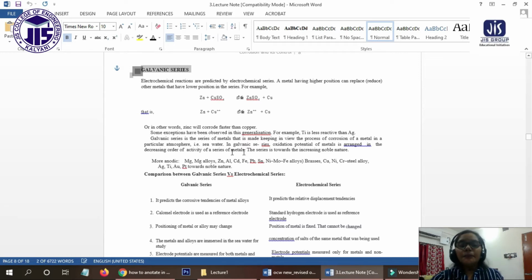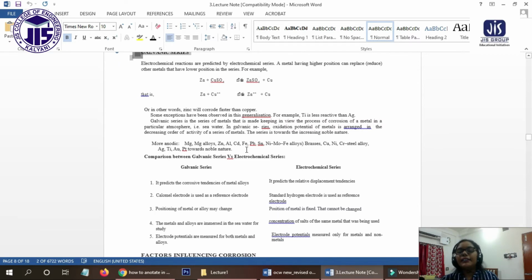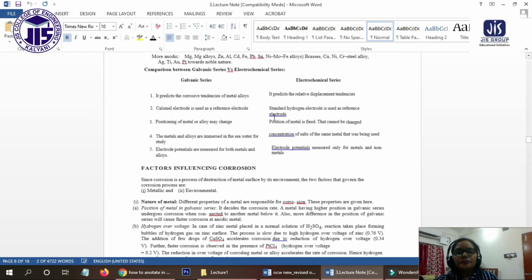Okay, so that means the corrosion rate of zinc will be higher, and then iron, and then tin. Okay, so this is a galvanic series. Now you can see what the utility of this galvanic series will be, why we are discussing this galvanic series, that you will know shortly.